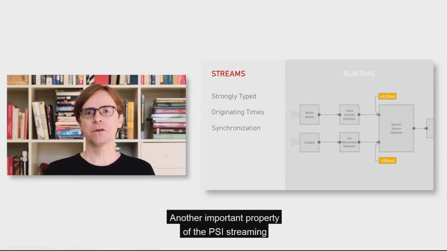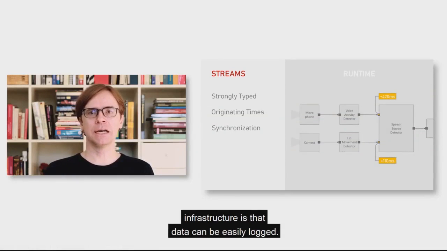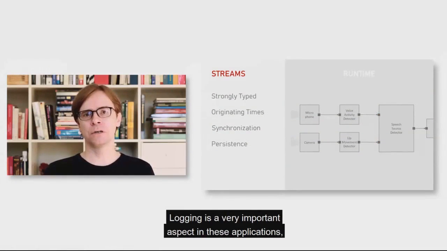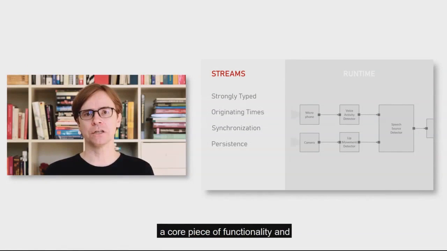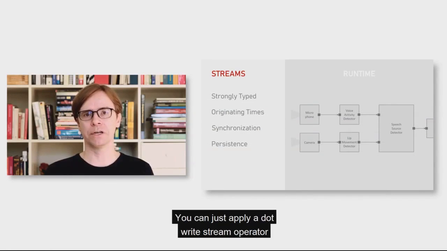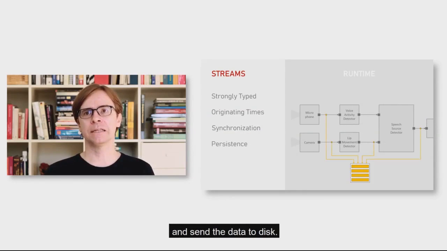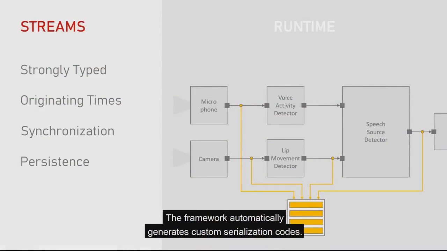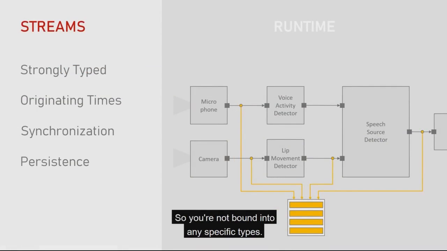Another important property of the Psi streaming infrastructure is that data can be easily logged. Logging is a very important aspect in these applications, a core piece of functionality, and Psi enables it in a very easy manner. You can just apply a .Write stream operator on any of these streams and send the data to disk. The framework automatically generates custom serialization code, so you're not bound to any specific types. You can basically log most .NET data types.